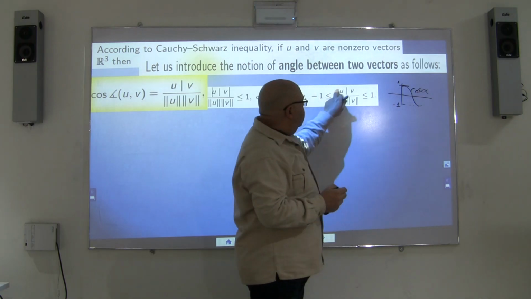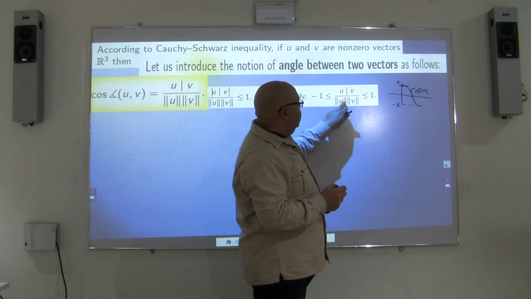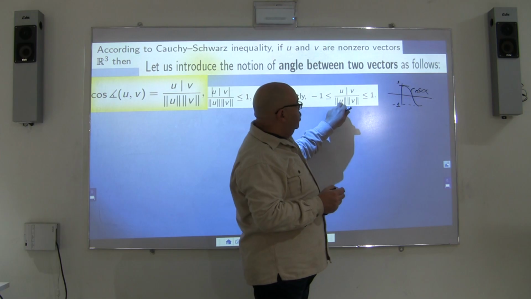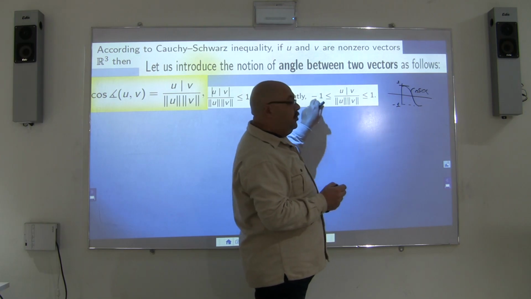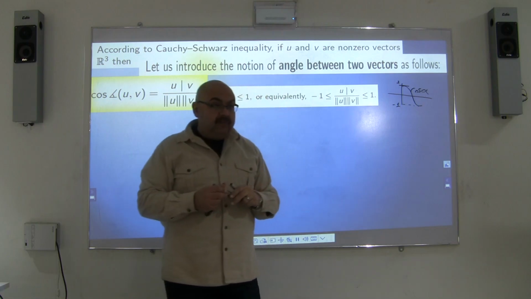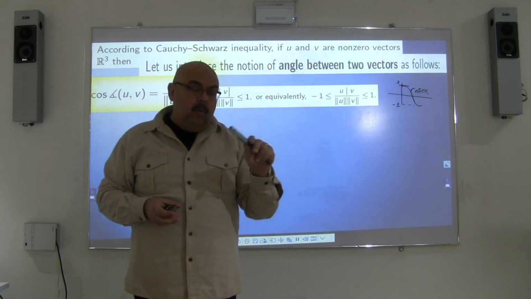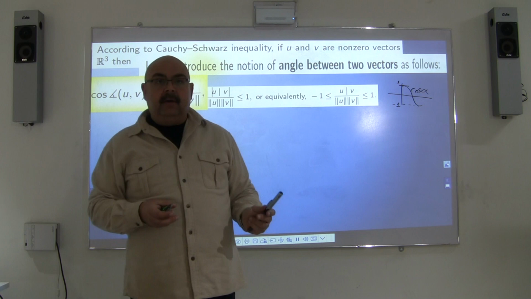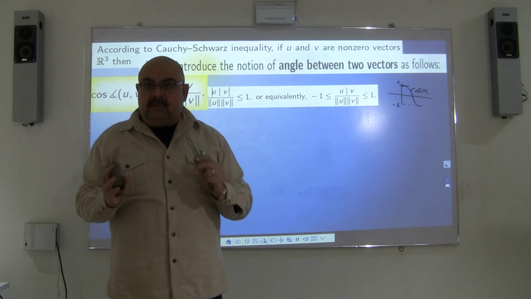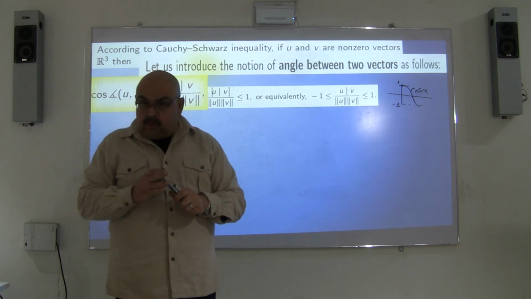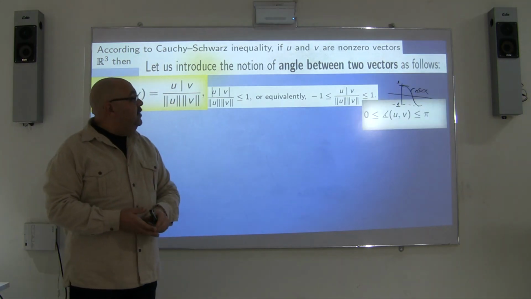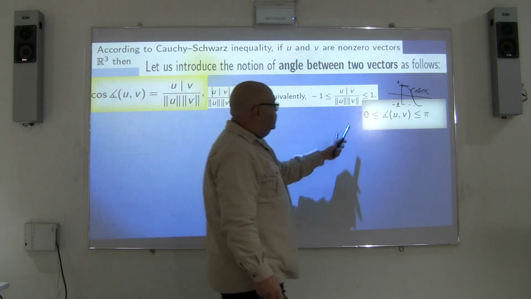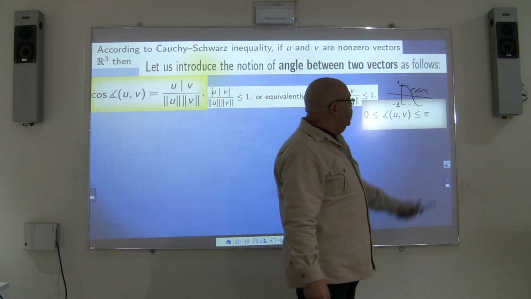So it makes sense that the inner product divided by the magnitudes of the two vectors, which is the cosine of the angle between these two vectors, is less than or equal to 1 and greater than or equal to negative 1. Which means the angle will move between 0 and pi, the corresponding angles for 1 and negative 1. And that's the statement, that the angle is greater than or equal to 0 and less than or equal to pi.